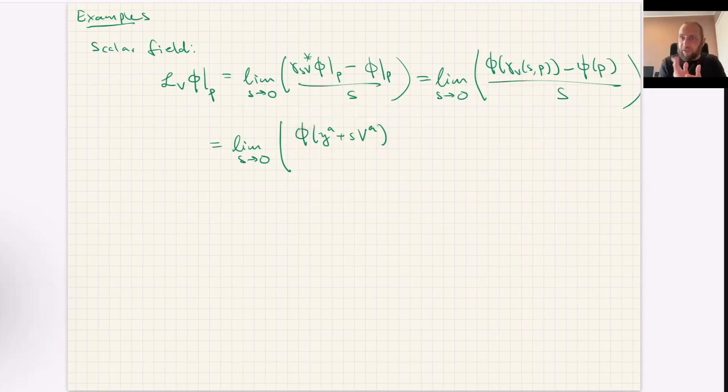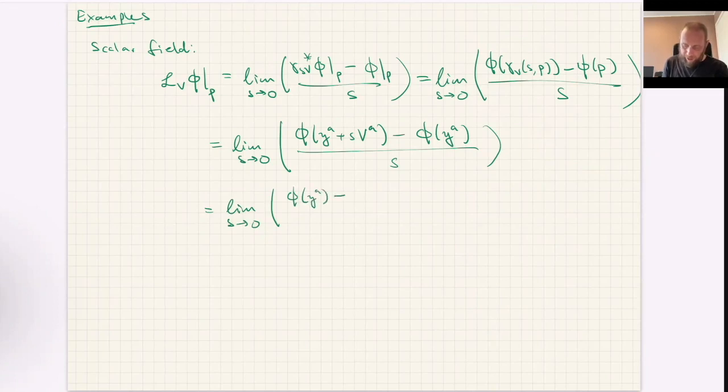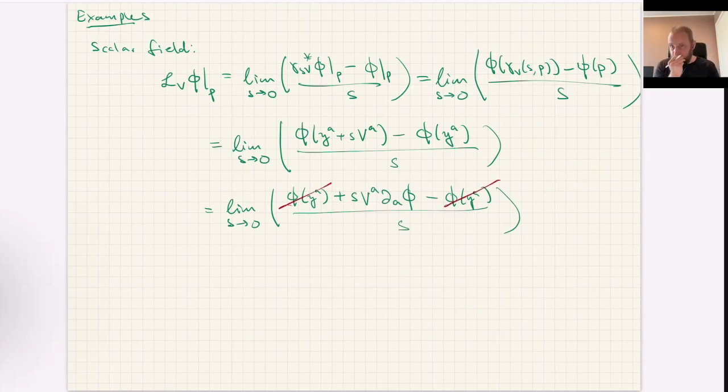So I should have the tangent vector v at every point, minus phi at the point itself, so that has coordinate ya, divided by s, but this is just, again, the same limit. It's phi of ya plus s va dA acting on phi minus phi of ya, everything divided by s. You see that these cancel just as they would for a normal derivative, and the s's cancel, and what we are left with is va dA phi, which is exactly the directional derivative of the scalar field.